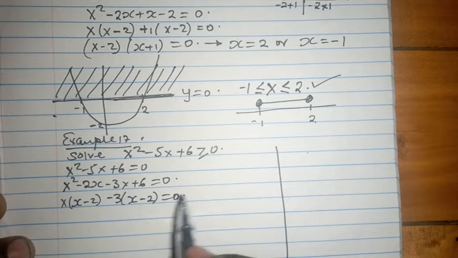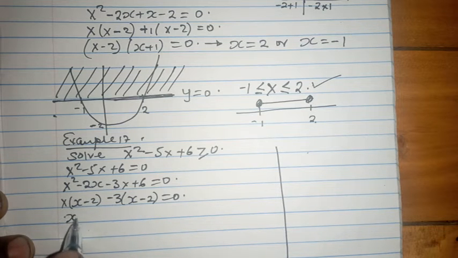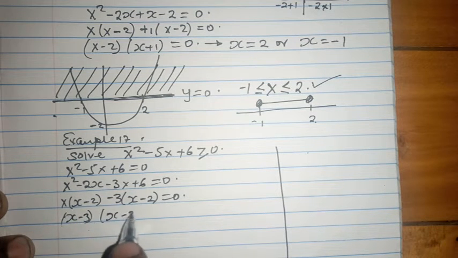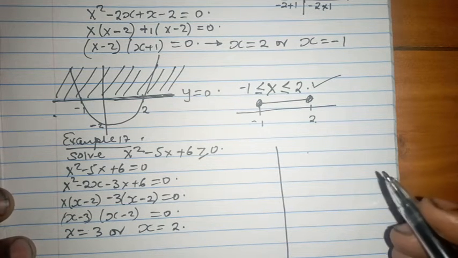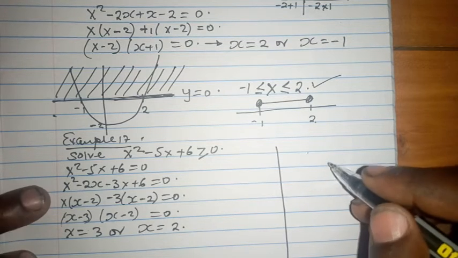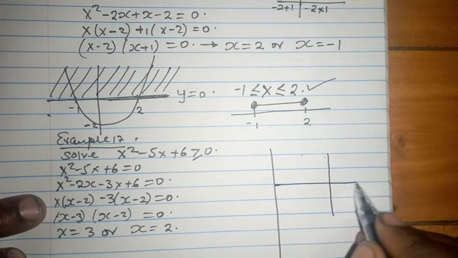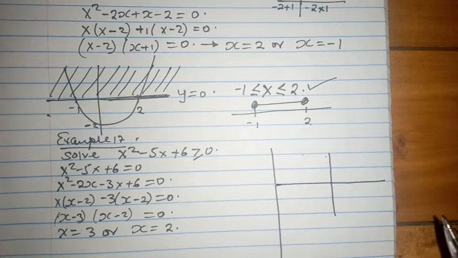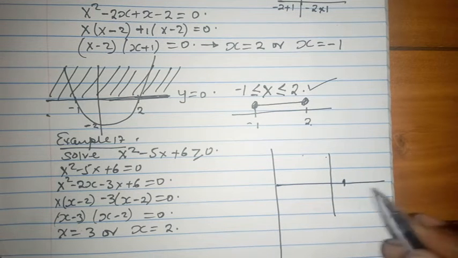I'm working out fast because I don't expect anybody at this level not to understand exactly what is happening here. So we form two brackets, (x minus 3)(x minus 2) is 0. And if this is true, x is equal to 3 or x is equal to 2. And those are the critical values. And when we are drawing now, sketching our graph, we must indicate those critical values. We would have this is 2 and this is 3.